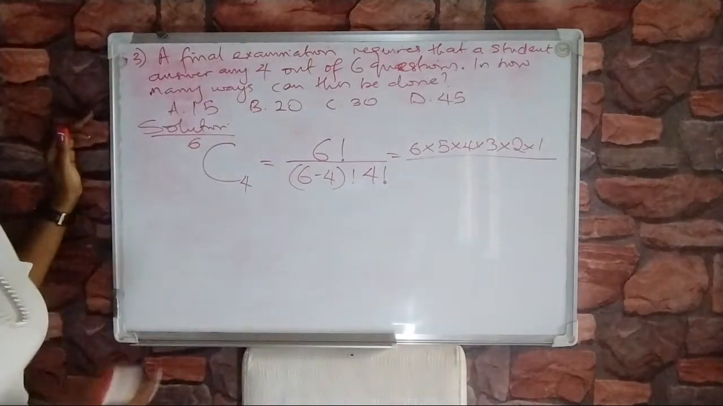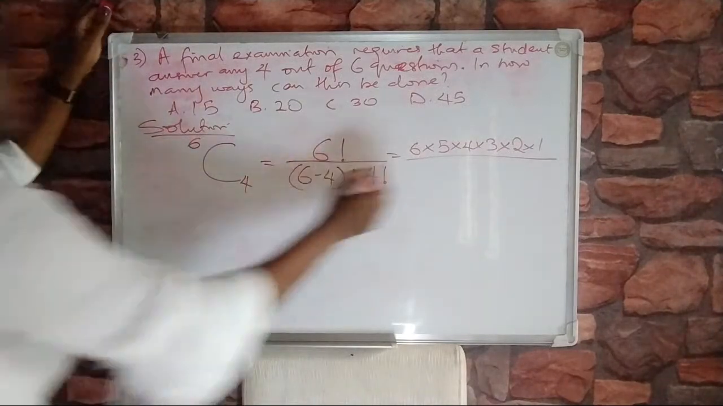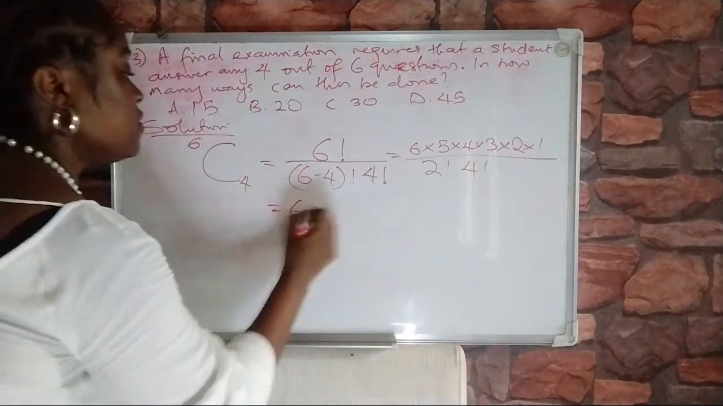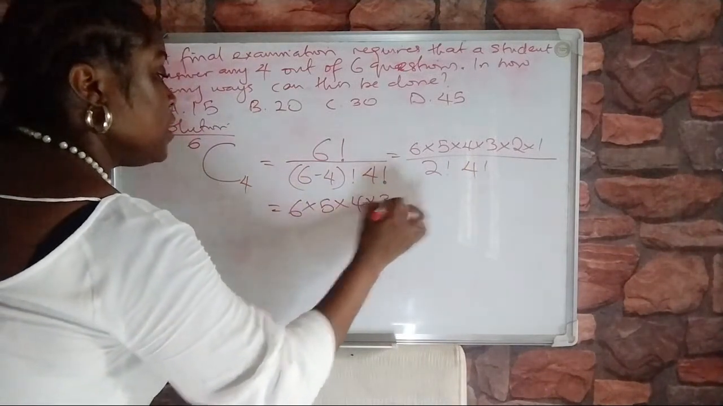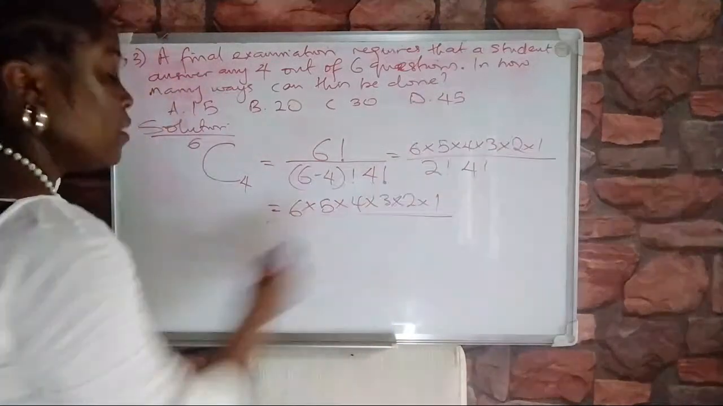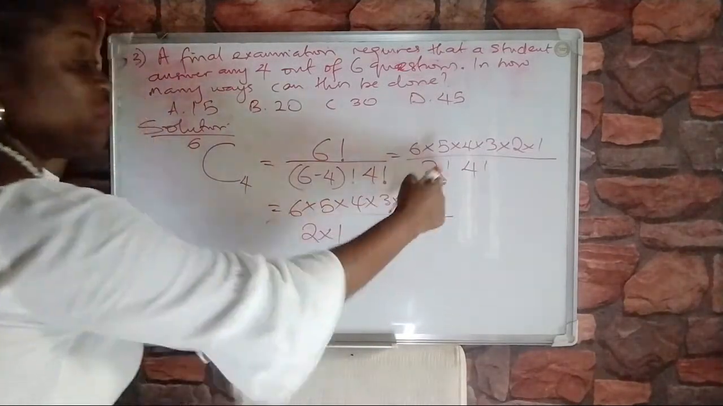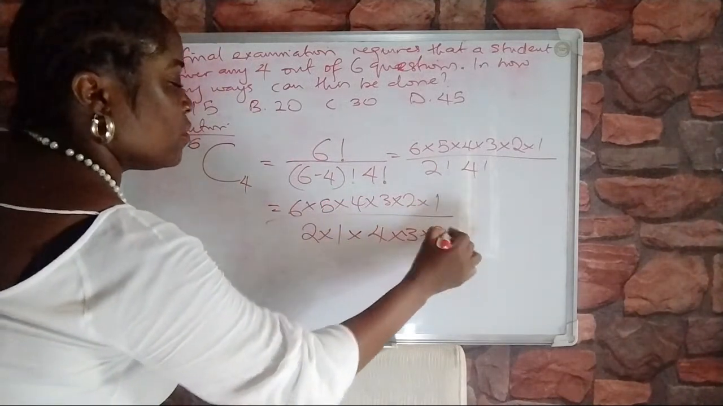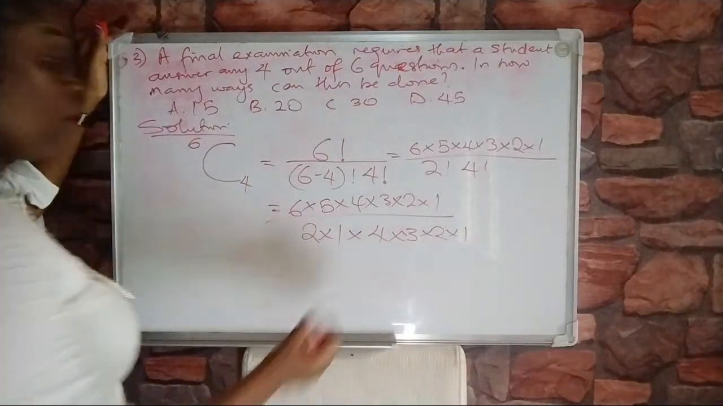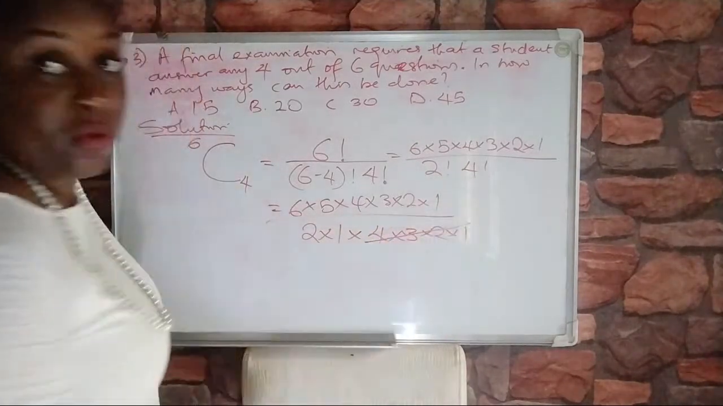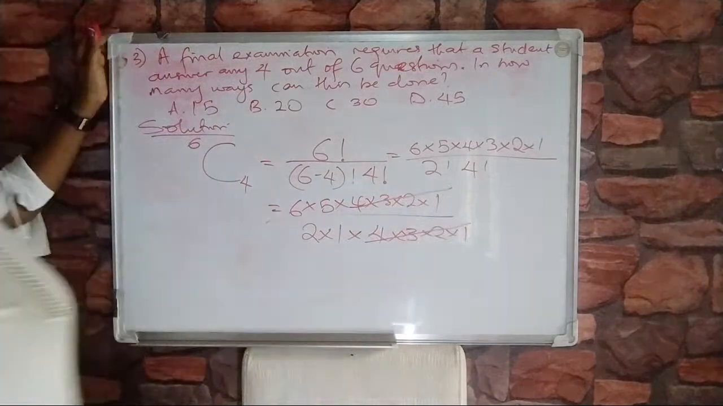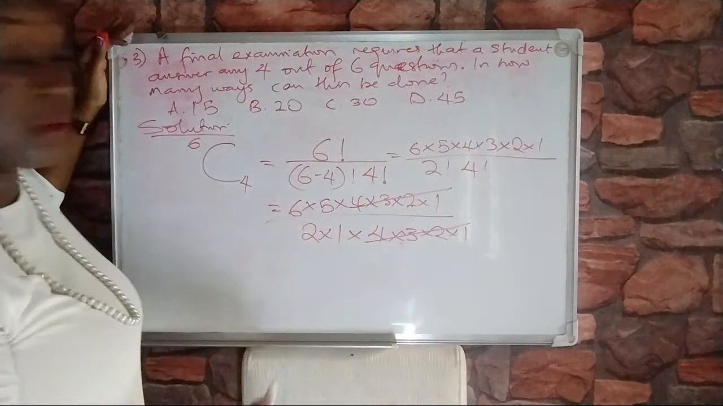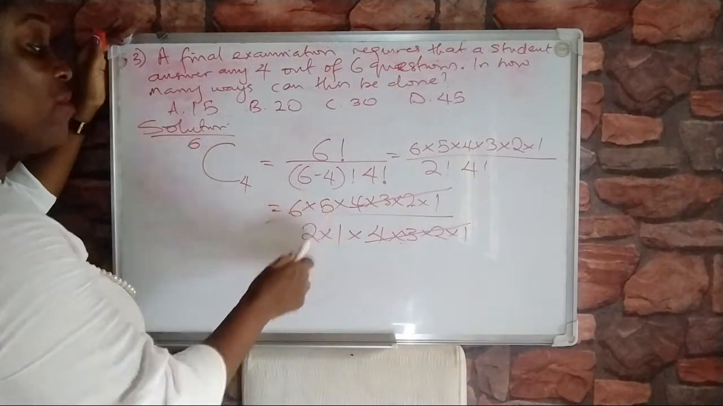Remember, you have to work fast, okay? So 6 minus 4 is what? 2 factorial times 4 factorial. So we have 6 times 5 times 4 times 3 times 2 times 1, over 2 times 1, which is 2 factorial, times 4 times 3 times 2 times 1, right? So as you can see, this cancels this off, because they are the same at the denominator and the numerator. So we're left with 6 times 5 all over 2.